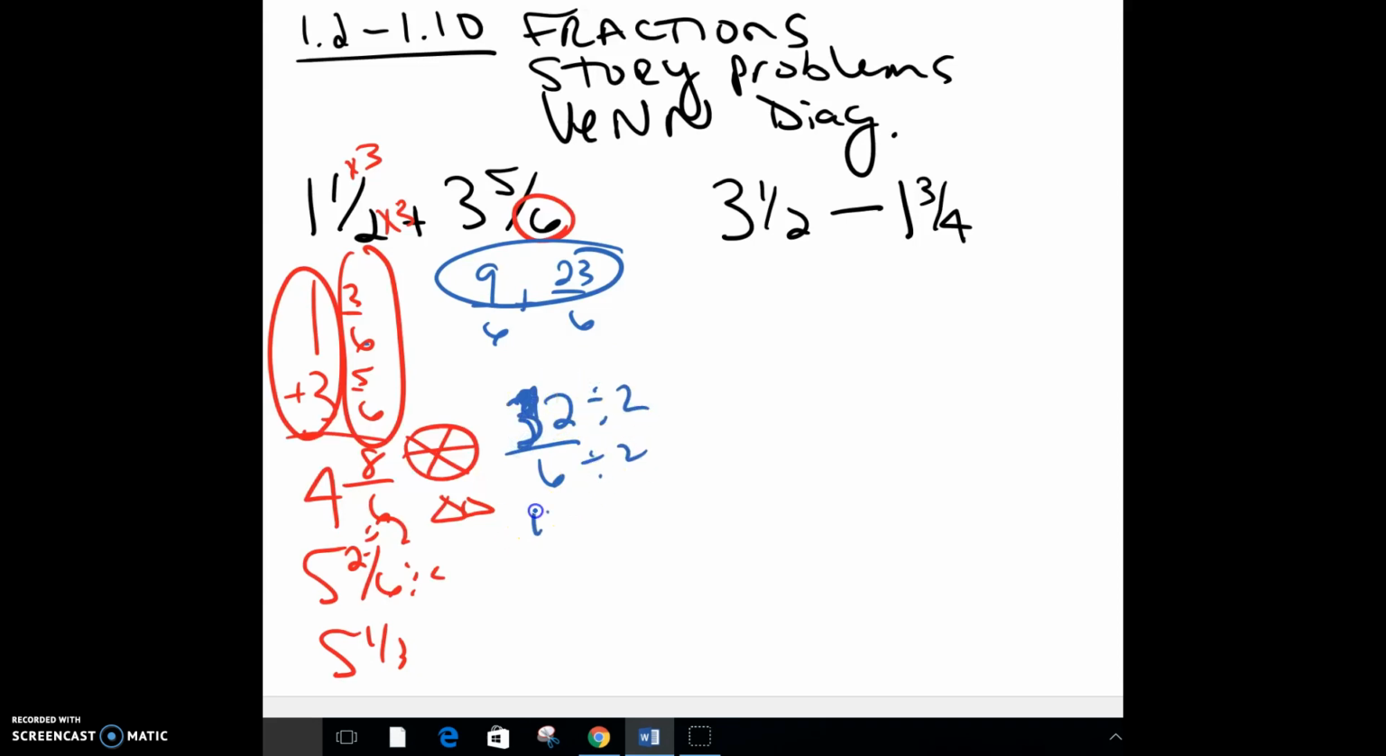So that would be 16 thirds. And then again, make pizzas out of that. 3 goes into 16, 5 times. And then I'd have 1 slice left over out of 3. So either way works. Subtraction, same idea.